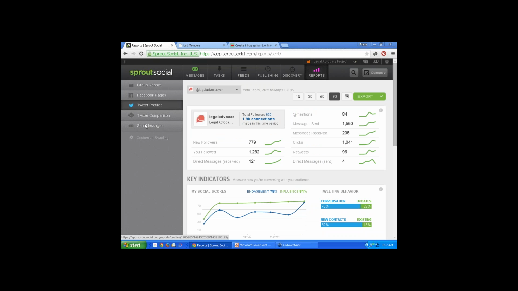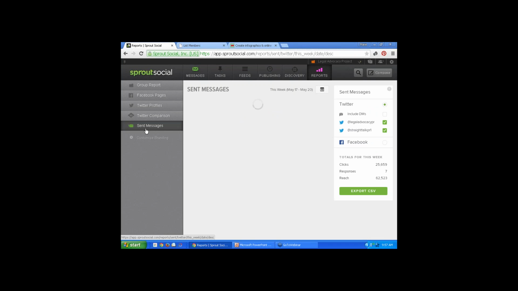The other thing we can do is look at sent messages. We can see, for example, who clicked, who didn't, why they clicked, what was most important, what the reaches were, that sort of thing. So we'll let this load.